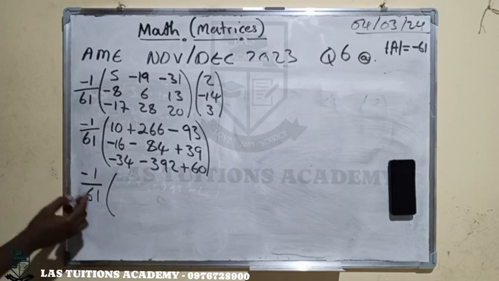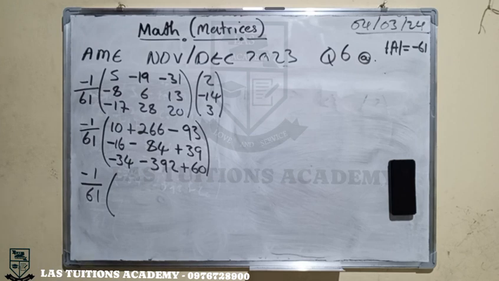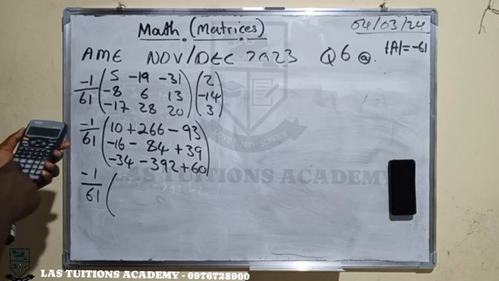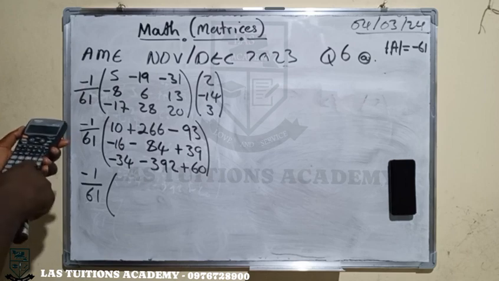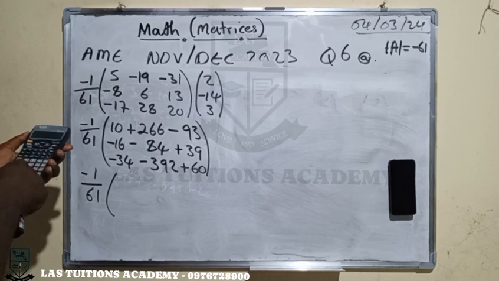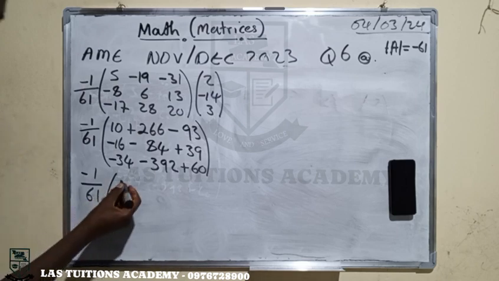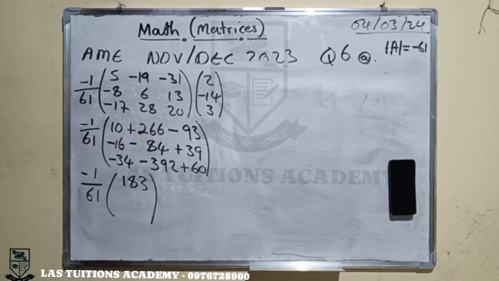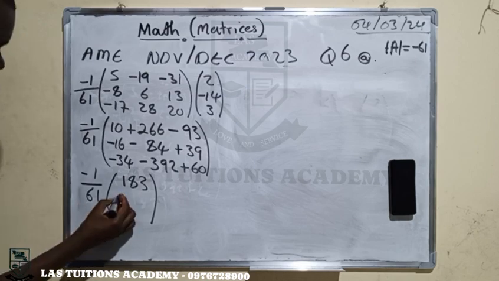Then now we can add what is on top there. So we have 10 plus 266, minus 93. We get 183. So here you have 183. Then we come to the middle one. We have 39 minus 84, then minus 16, which gives us negative 61.